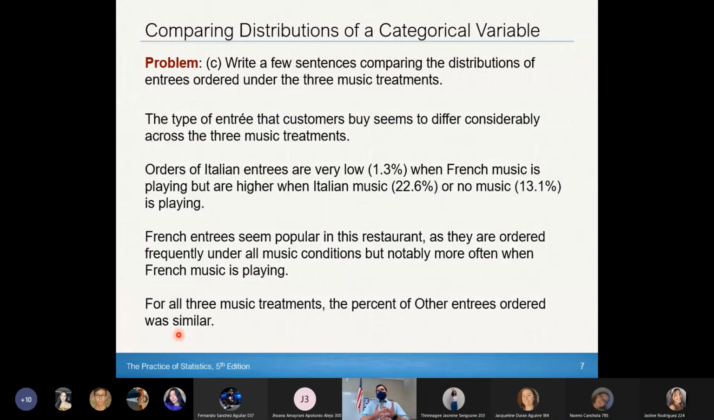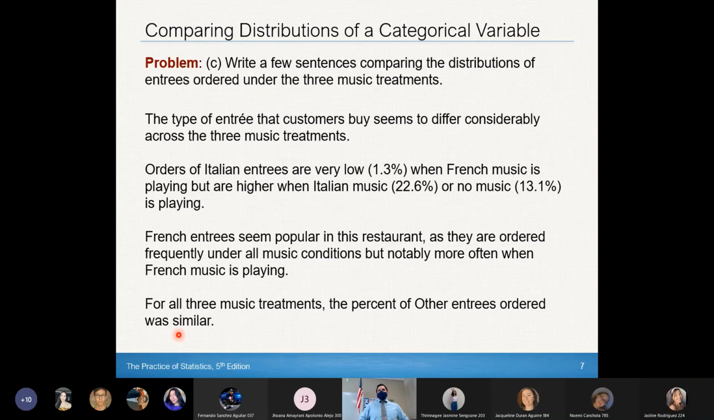The type of entree that customers buy seems to differ considerably across the 3 music treatments. Orders of Italian entrees are very low when French music is playing, but are higher when Italian music or no music is playing. French entrees seem popular in this restaurant as they are ordered frequently under all music conditions, but notably more when French music is playing. For all 3 music treatments, the percent of other entrees ordered was similar.